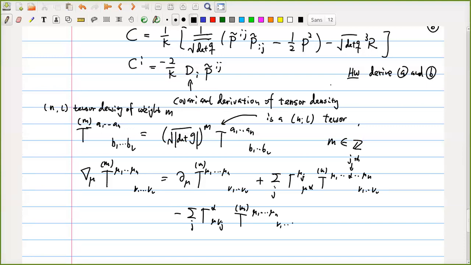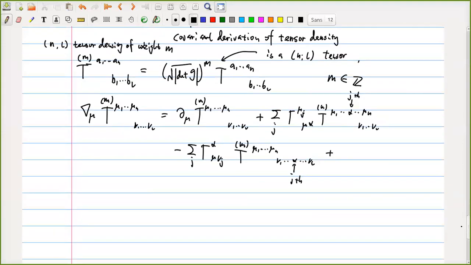One alpha mu L. So this is J's slot. Okay, and then you have to... So this would finish if it was an ordinary tensor, right? But now it is a tensor density. So you have to add another term, which is M minus M.